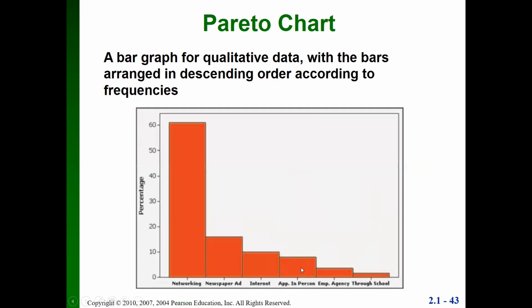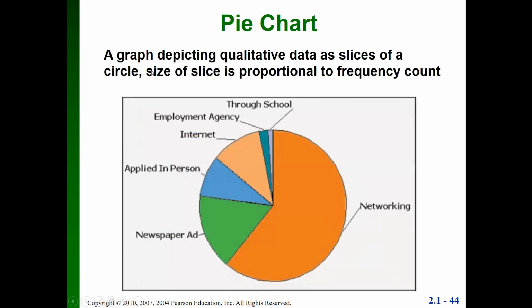About 8% look like in-person application, about 5% employment agency, and about 2% comes through school. So I don't know when this is or anything else, but nonetheless, that's there. We can also look at this by using pie charts. Pie charts are useful and in some ways more interpretable, but they can get a little more difficult to read.